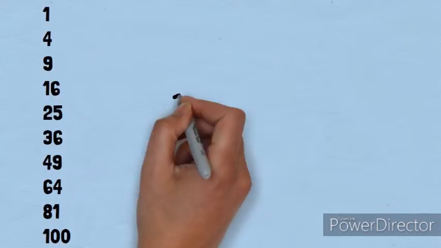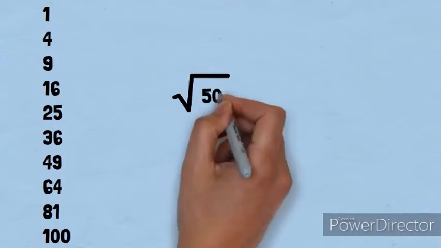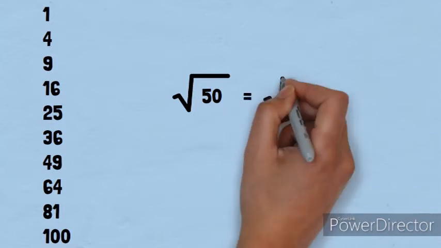Find the square root of 50. The square root of 50 is not on our list of squares, so we have to take the two multiples that make up 50. There are many multiples that make up 50, but let's take 25 and 2. So the square root of 25 multiplied times the square root of 2.